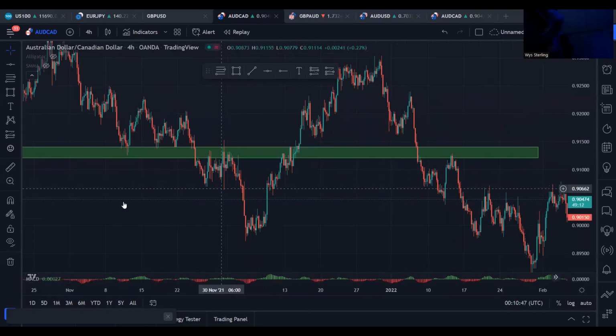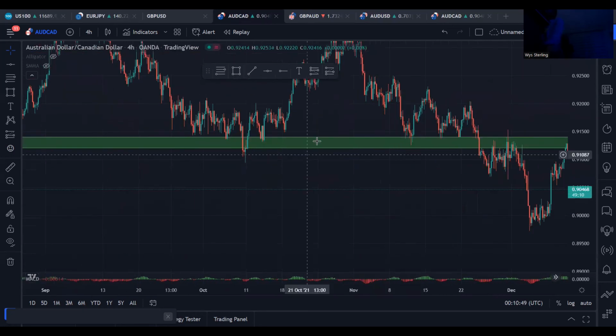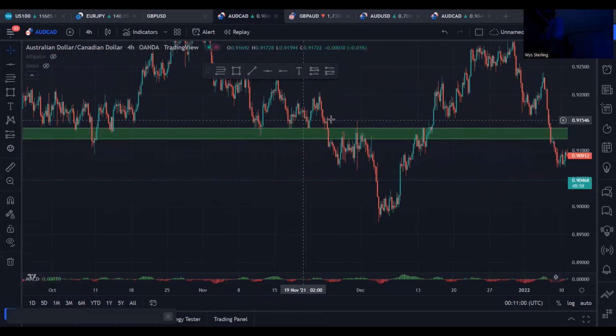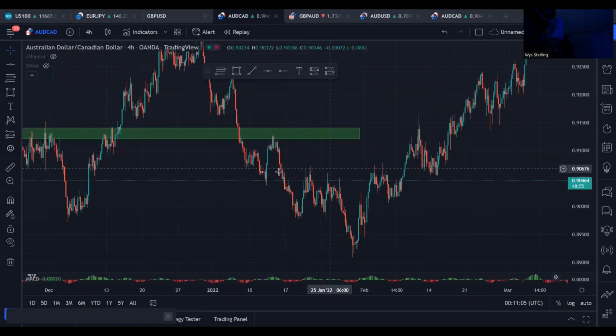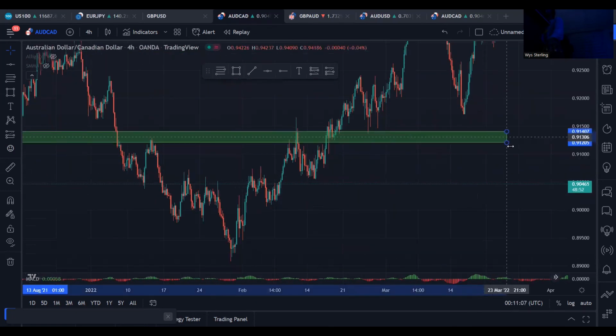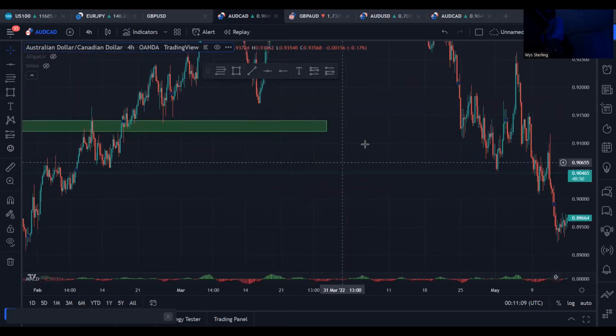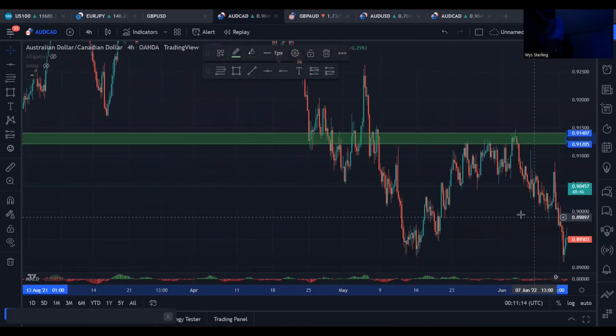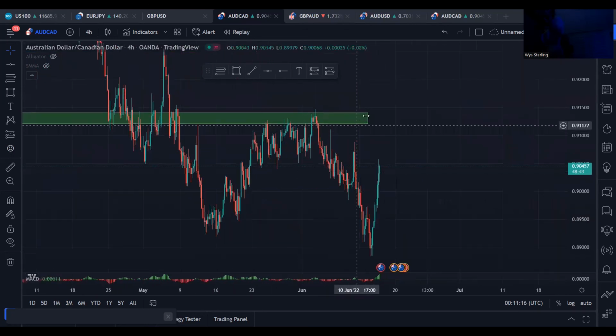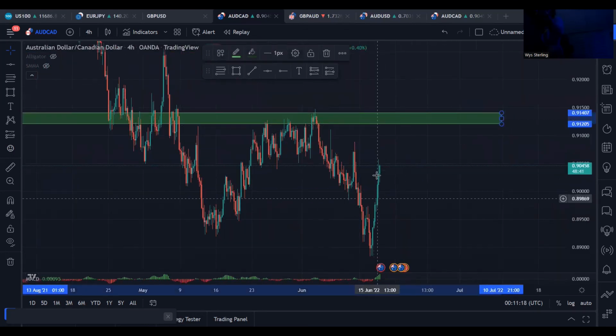If the thing is valid, as we are dragging it, we will be spotting more touches. As you can see, the market was consolidating at this zone and we had multiple touches right here. We had another one, showing us that this thing is real. Let's drag it. As we move on, we will be spotting more touches if this thing is real. So this is how you draw your support and resistance.